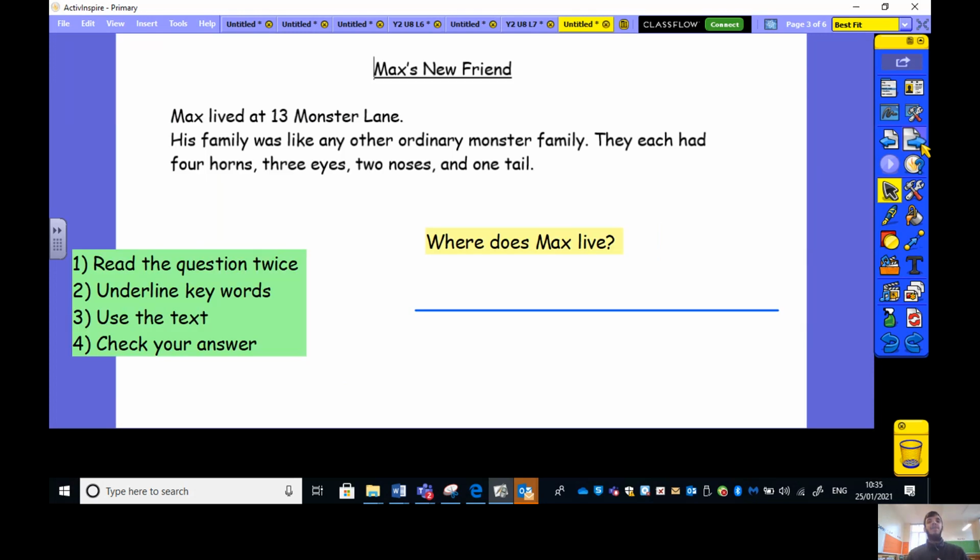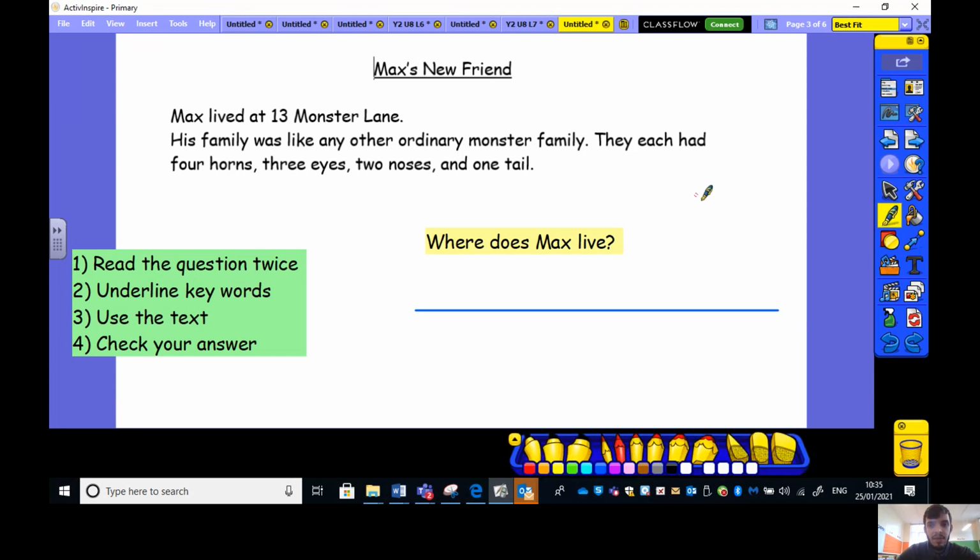So today we're going to be looking at some literal questions where we need to go back to the text. So let me model an answer here. The question here says, where does Max live? To do that, I need to follow my four steps. I need to read the question twice, underline the keywords, use the text, so go back to the text to find the answer, and then check my answer. Is my answer sensible? So let me follow these steps.